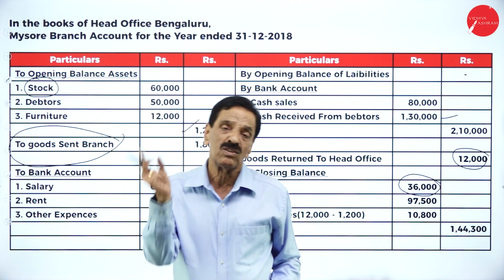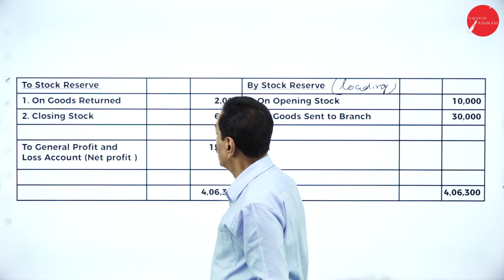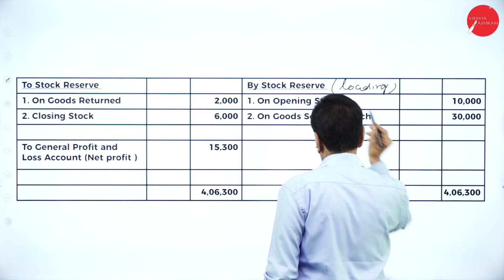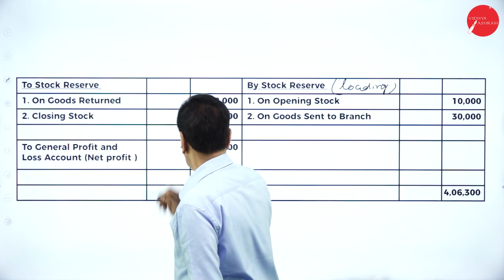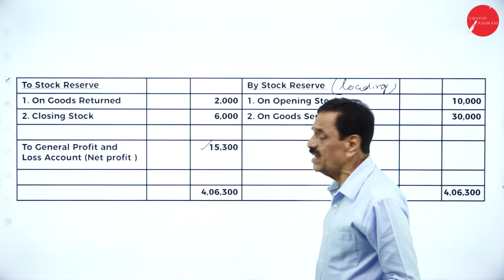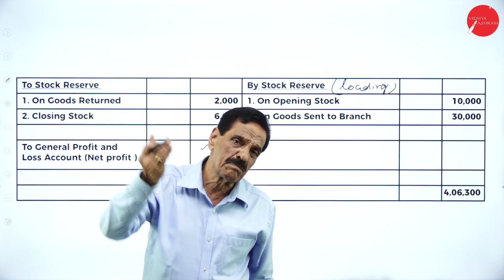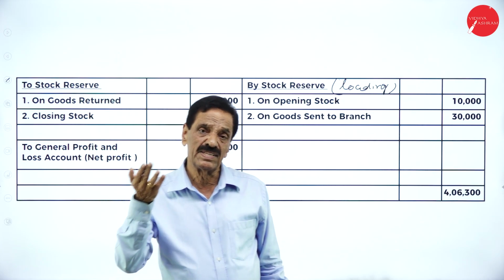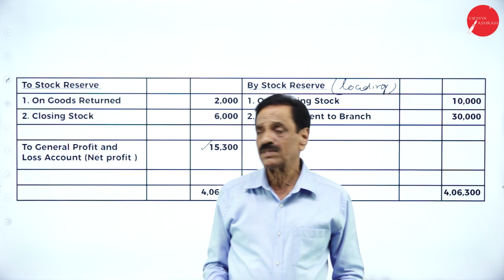One on opening stock, one on closing stock, one goods sent to branch, one goods returned by the branch. Stock reserve or loading, one on opening stock, one goods sent to branch, one on goods returned, one on closing stock. The difference will come 15,300, which is the profit of this branch, because the head office may have so many branches. Here we got 15,300. This is the profit of the branch sent by the branch to head office.